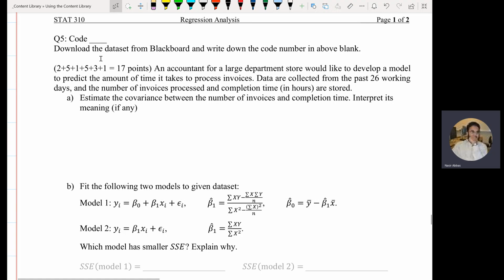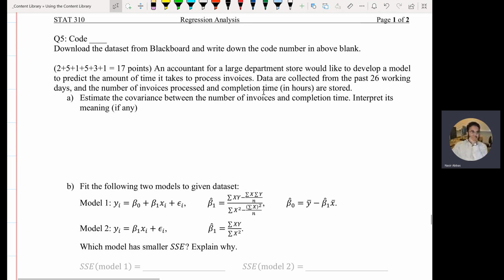Now this question says that you have to download the data set from the Blackboard, and when you download the data set, it will give you the code number for the data set. Write that code number here. Be careful with this one. There will be 10 to 12 codes for different data sets, all with different answers. So make sure your code number is right. Then it gives the description of the variable: an accountant for a large store would like to develop a model to predict the amount of time it takes to process the invoices. Data are collected from the past 26 days on number of invoices and the completion time.